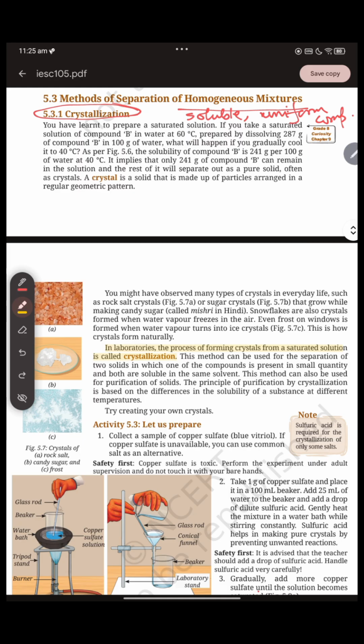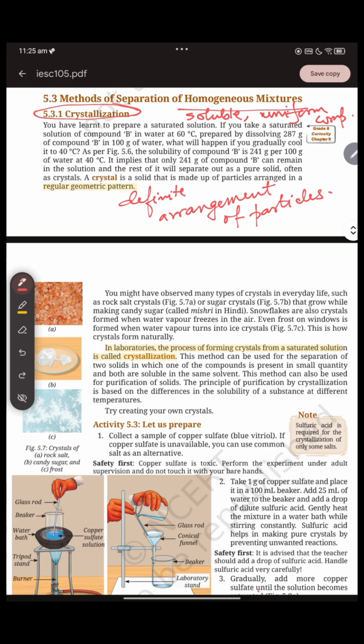And what is a crystal? Crystal is a solid that has a definite shape, that has a regular geometric pattern. So it is a solid that is made of particles arranged in a regular geometric pattern and has a definite arrangement of particles, right? We can say they have definite arrangement of particles.